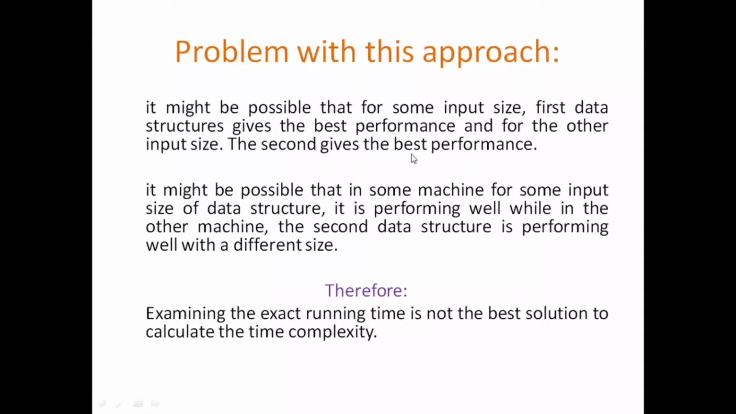So it might be possible that on one machine, for some input size of data structures, one is performing well, while on the other machine the second data structure is performing well with a different size. In some machine your first data structure is giving the best performance, while in the other machine the other data structure is giving the best performance.